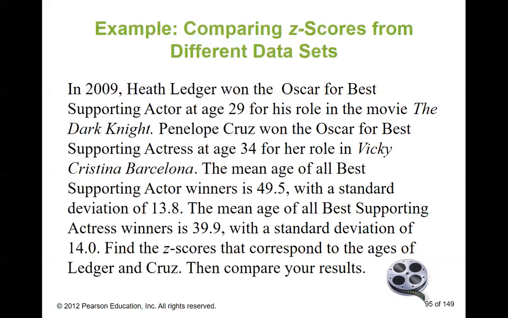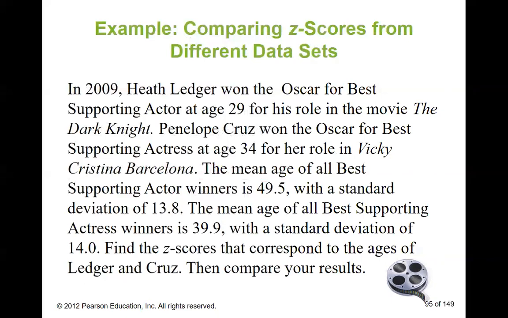Now, using the formula, we're going to set up for Heath Ledger and Penelope Cruz a way to find the Z-score. Now, the formula is this. Z equals, X minus the mean divided by the standard deviation.